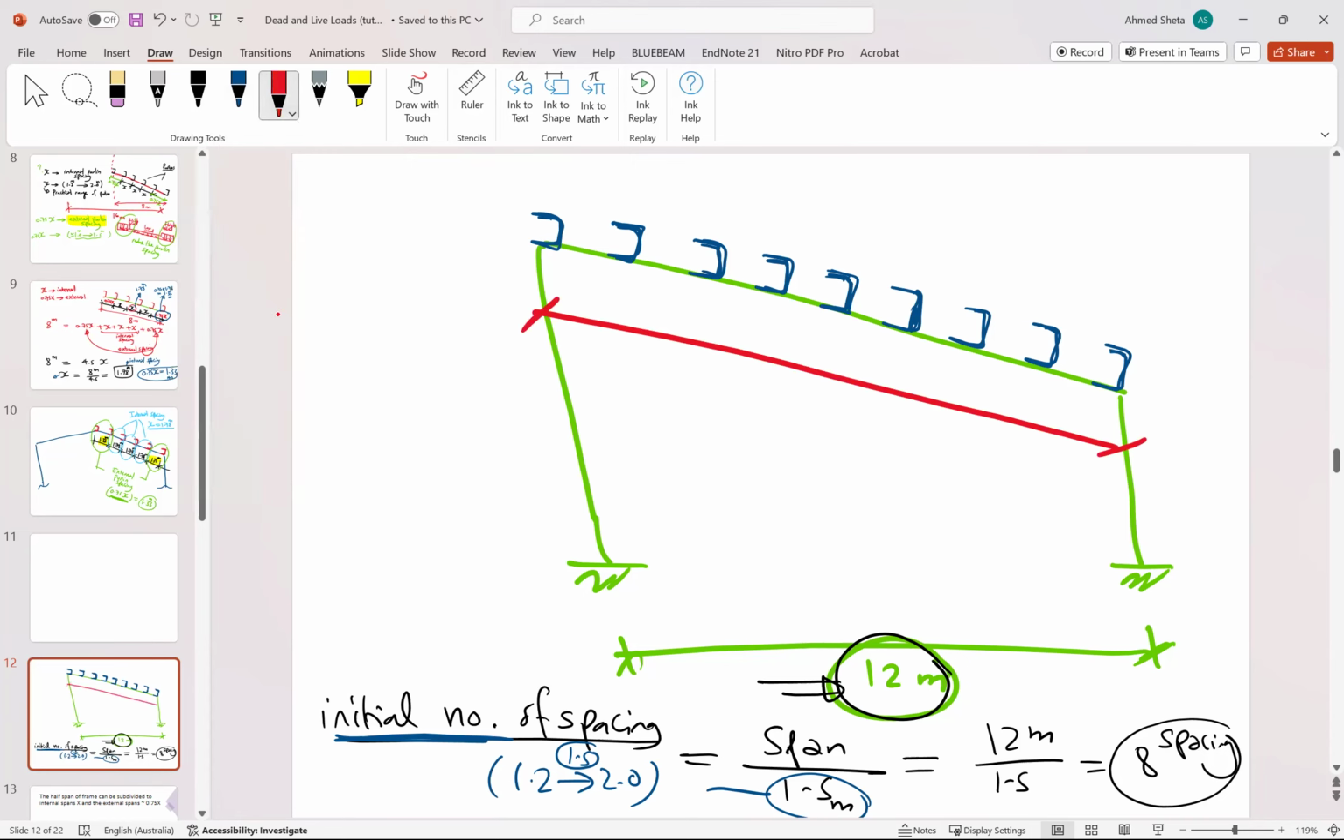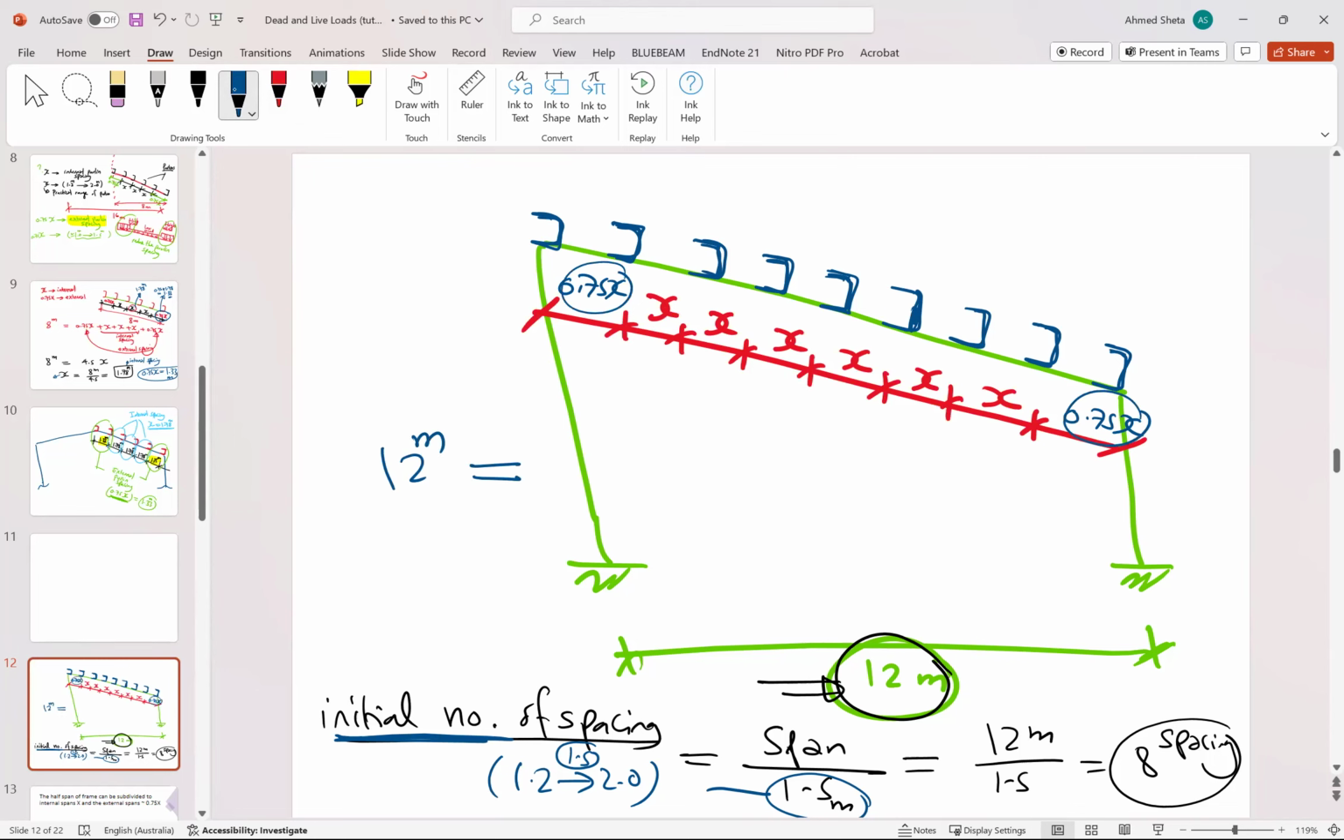Okay, so if we add this here, can you explain to me how much is the distance, or which one is internal and which one is external? So we have this x, and on the edges we have 0.75x and 0.75x. If we want to do this calculation, we have 12 meter equal to how many external spacings? 2 times 0.75x plus how many internal spacings? 1, 2, 3, 4, 5, 6, so 6x.